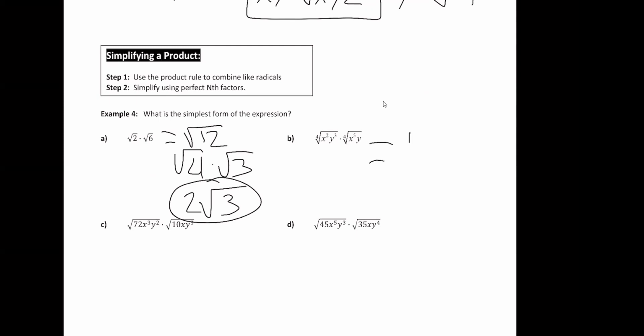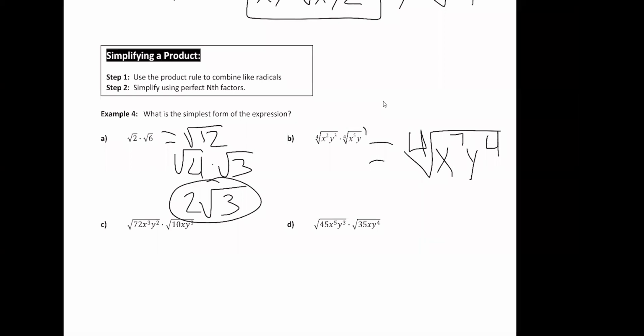For B, you would just multiply what's underneath. So some of our exponent rules are going to come into play. Remember, when you're multiplying exponents, you add the powers. So for the x's, you'd really have 7 x's. For the y's, you'd really have 4, because keep in mind, this is really y to the first.